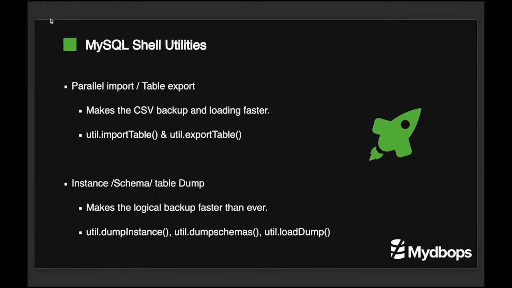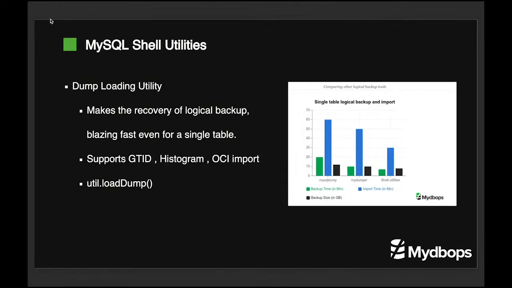With dump instance, I can take a whole DB backup, and of course this is the right way, or a backup of a specific schema or a specific table. To load it back, we have to use the load dump. As I told, it supports multiple things. It has support for GTID, so you can even set up a replication after the backup is completed. And also histograms. We all know MySQL 8.0 has histograms, and once the logical table rebuild is done, the histogram should be analyzed for the queries to use it perfectly.